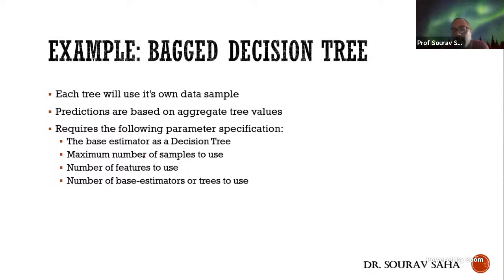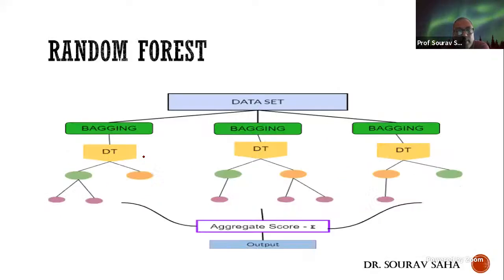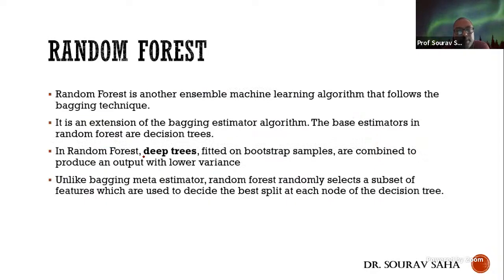So one of the examples, as I said, is that of a bagged decision tree. Each tree has its own data sample, and the prediction will be based on aggregating the results, right? So this is the bagging process, random forest, right? As I said, multiple decision trees will get created, and your final process will average out all these different decisions, right? So random forest follows this particular process, right?